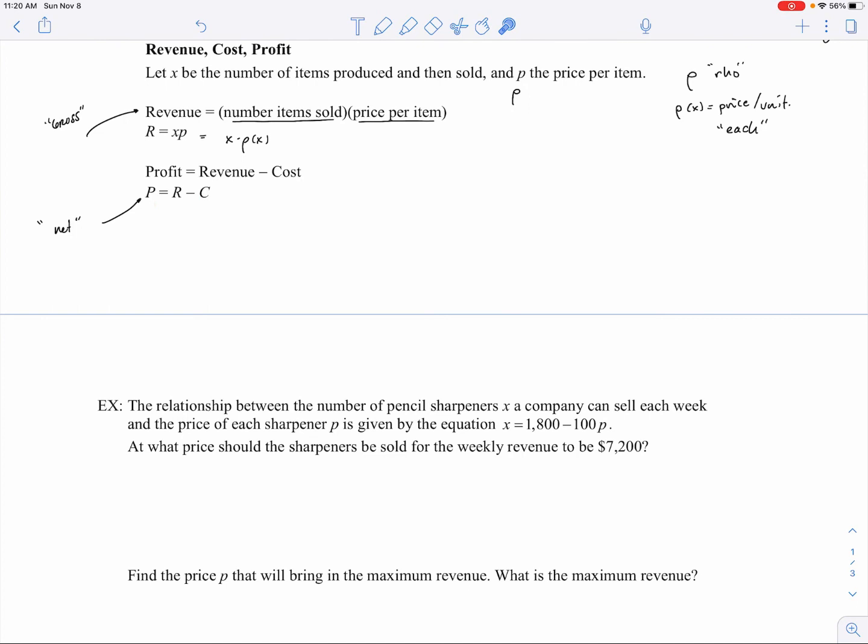So what we're going to look at is another question that, while it's related to business, also has a quadratic equation underlying the relationship, or a quadratic function. And typically in these problems, the profit and the revenue will be quadratic functions. So let's take a look.